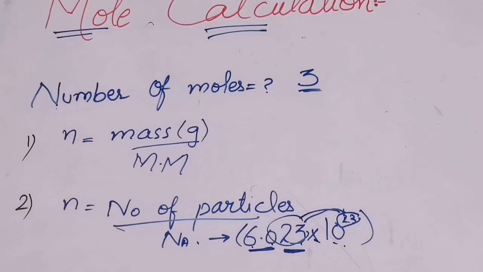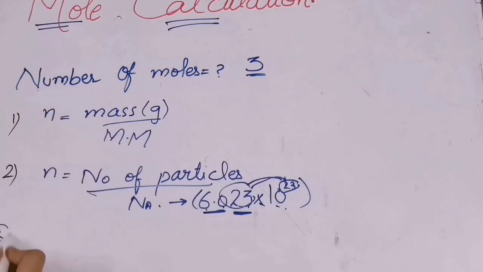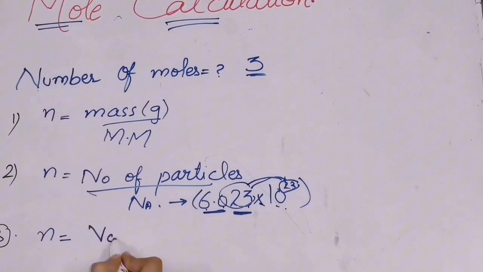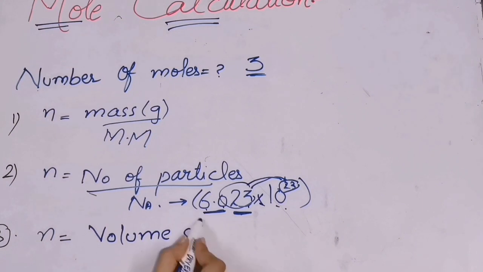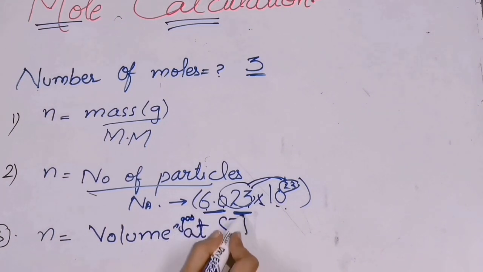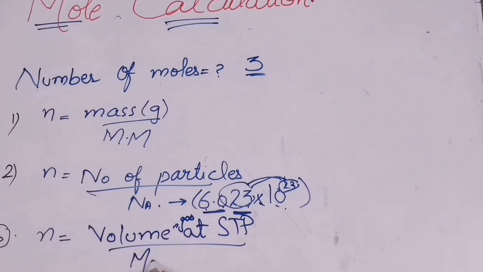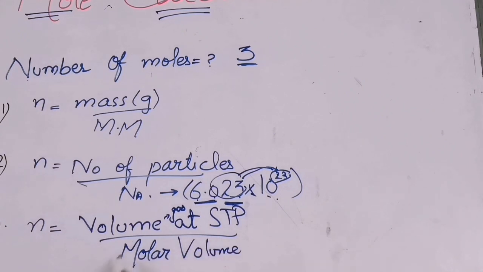And what was the third formula? The third formula was related to the number of moles and volume at STP. We learned that number of moles is equal to volume of gas at STP divided by molar volume at STP. What was STP? STP was standard temperature and pressure.